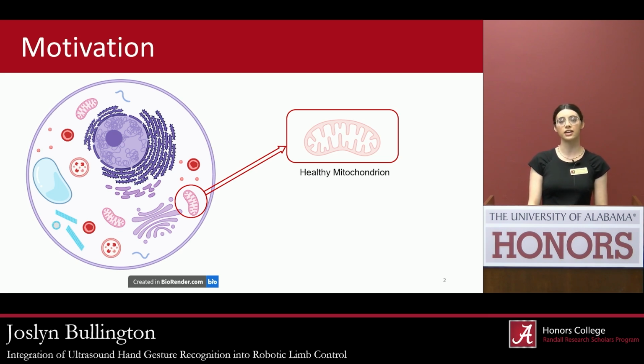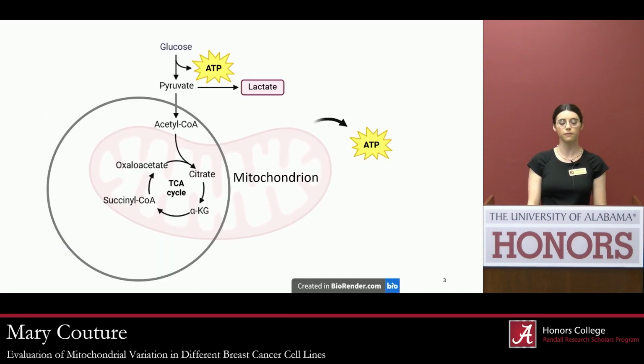However, in a cancer cell, the mitochondria does not undergo the standard means of production of ATP because it is dividing incredibly quickly. Because of this lack of use of the mitochondria, we hypothesize that the mitochondria will in fact change in shape in cancerous cell lines.